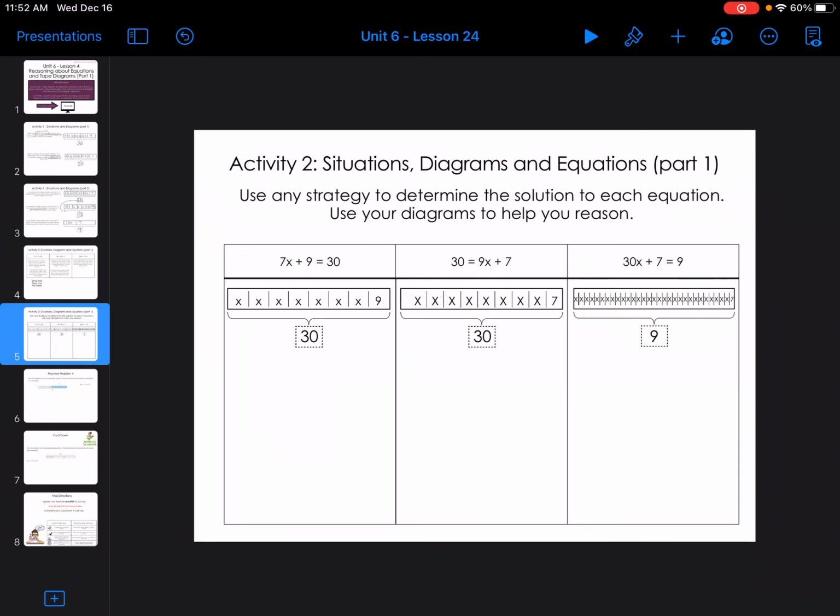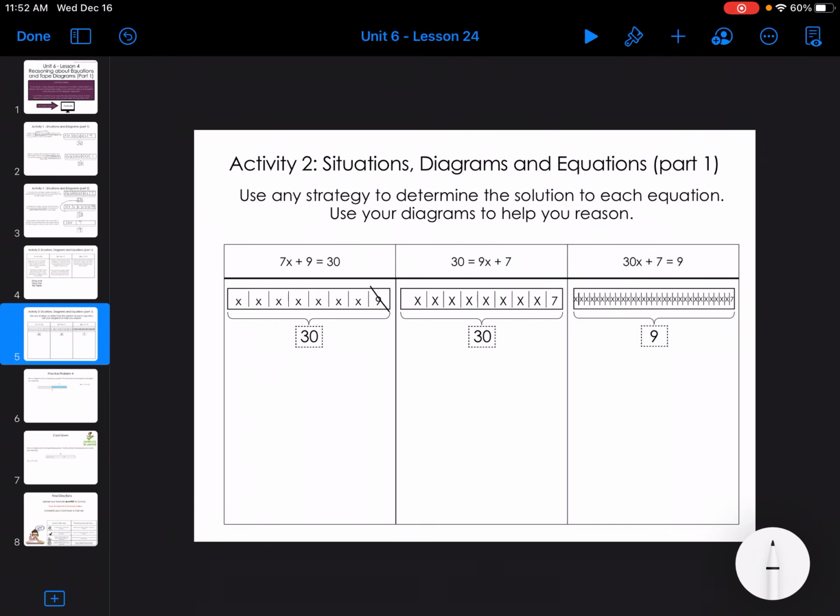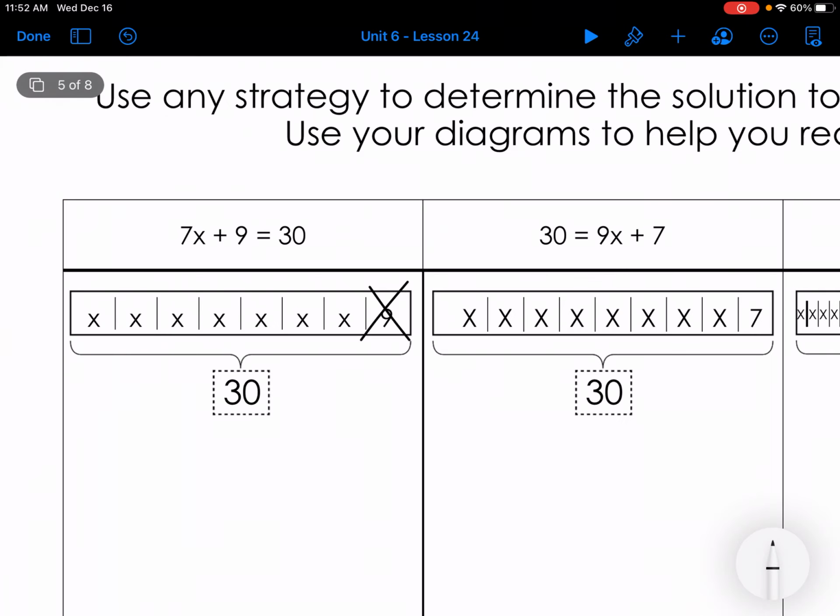So now it says use any strategy to determine the solution to the equation. Use the diagrams to help you reason. So I have my 7x, and then I've got my 9 and my 30. So I'm going to turn back on my drawing tool. So I know if I take that 9 off, I have to subtract 9. So that leaves me with 21. And I'm splitting that into 1, 2, 3, 4, 5, 6, 7 equal groups. So 21 divided by 7 is going to give me 3. So x equals 3.